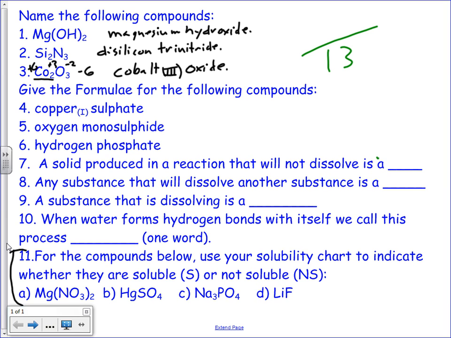All right. Number 4, we've got copper 1 sulfate. What's the 1 tell us? The charge. So in the swap and drop, copper is a +1. Sulfate, SO4, is a -2. So we have Cu2SO4.